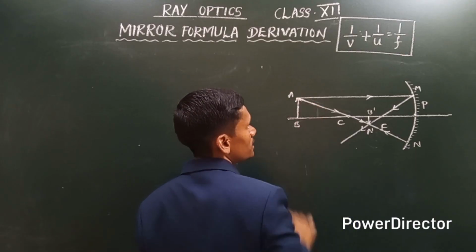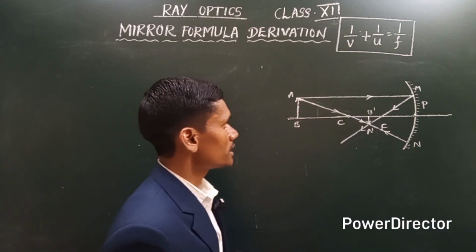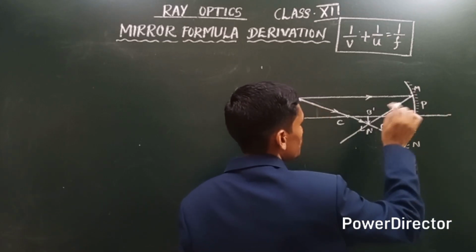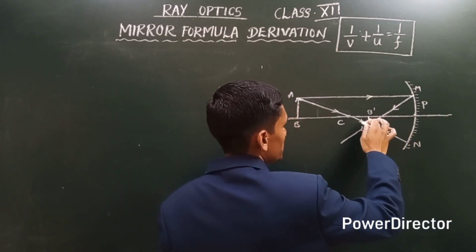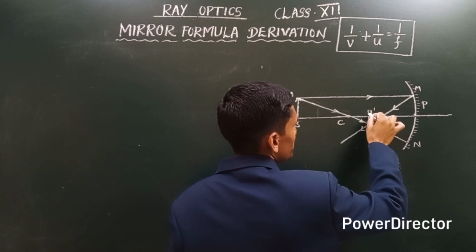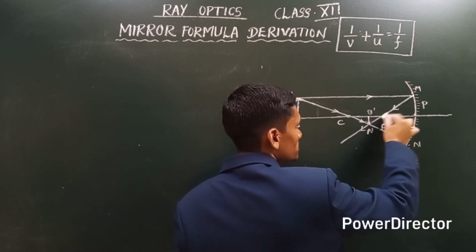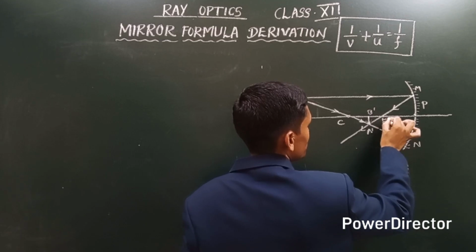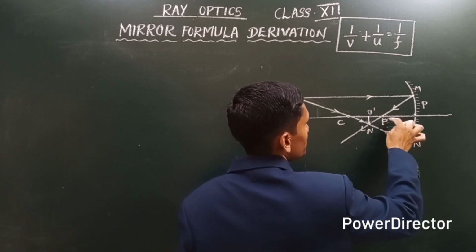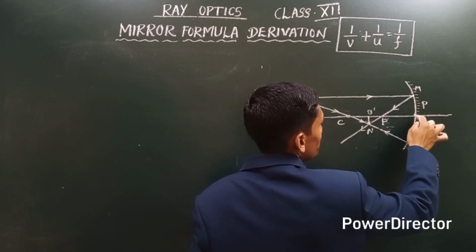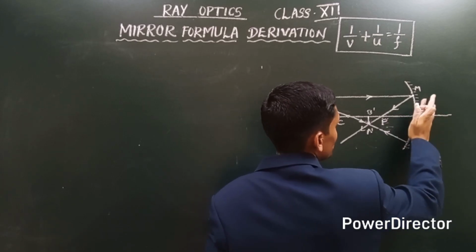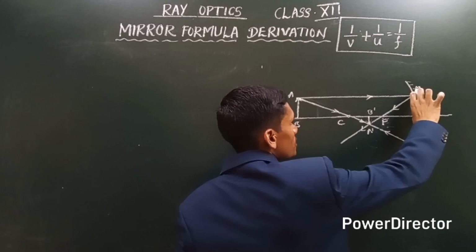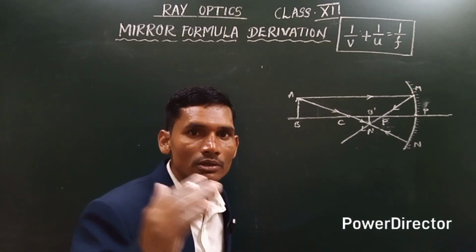If it is AB, now if you want to consider two triangles, you can consider triangle A dash B dash F, and one more triangle, MPF. You can consider it, but this is not a straight line. MP is a curved line.